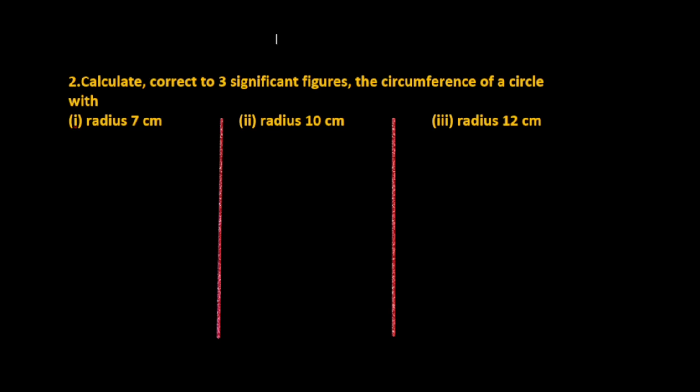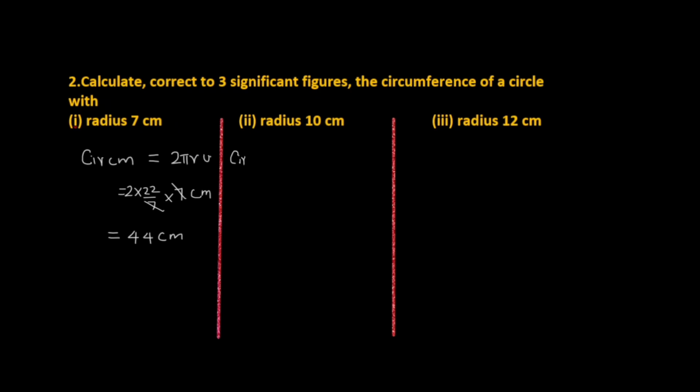Second question. Calculate correct to 3 significant figures the circumference of a circle with radius 7 centimeter, and second subdivision, 10 centimeter and 12 centimeter. So here radius is 7 centimeter. We know very well the circumference of a circle formula is 2 pi r units. So 2 into 22 by 7 into 7 centimeter. Cancel 7 and 7. So nothing but 44 centimeter. So when radius is 7 centimeter, the circumference of the circle is 44 centimeter.